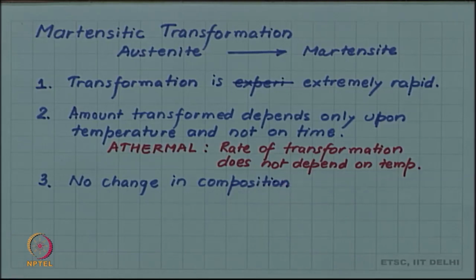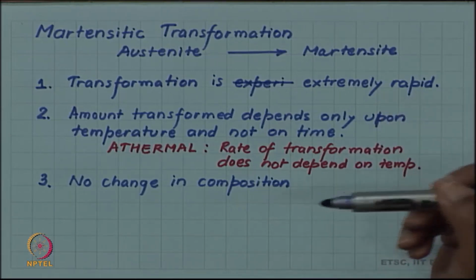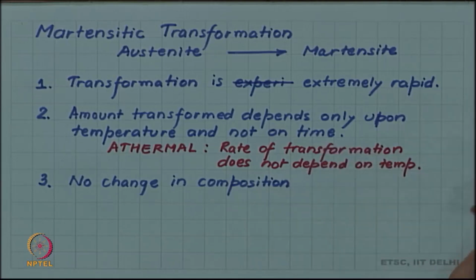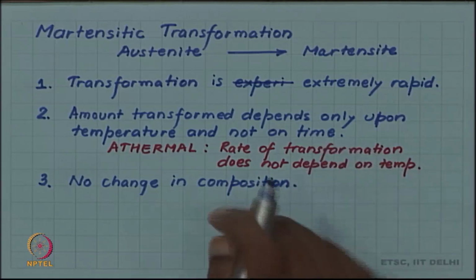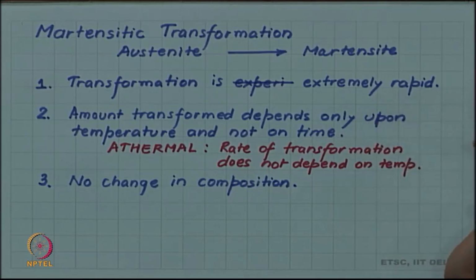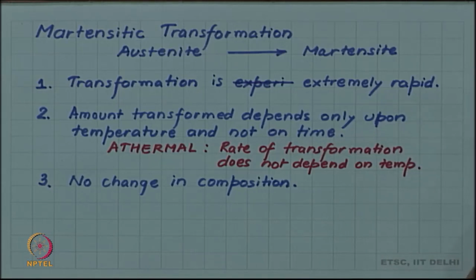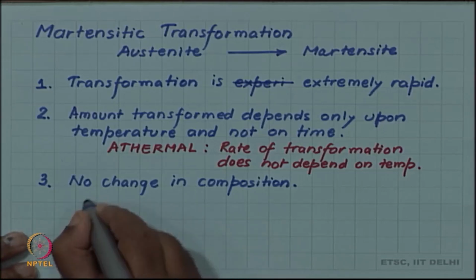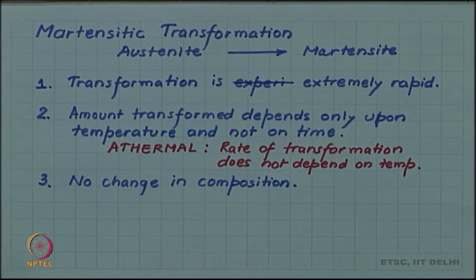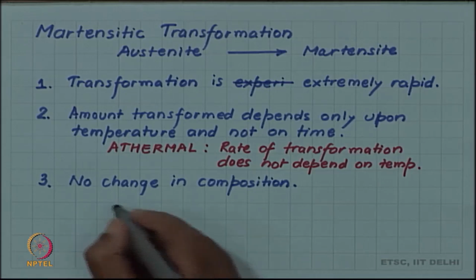This is linked to the fact that transformation is very rapid. Since composition change is not required, transformation can happen very fast. If composition change is required, diffusion will be required and time will be required, and diffusion rates are dependent on temperature. So, the rates will depend upon temperature. So, these facts are not all really independent, but are interlinked. So, there is no change in composition. Sometimes this fact is also stated by saying that the transformation is diffusionless.